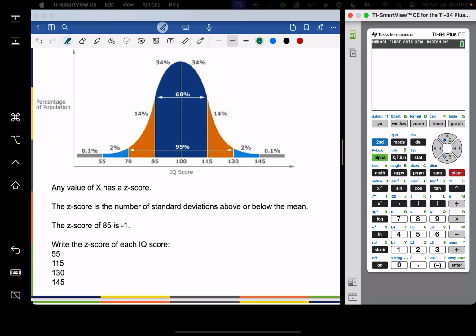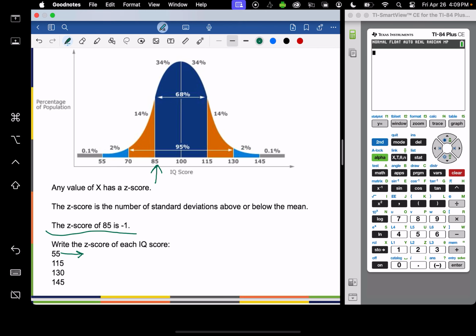We're going to talk about z-scores a little bit here. The z-score is the number of standard deviations above or below the mean. So the z-score of 85 is -1. That just indicates that this particular IQ score is 1 standard deviation below the mean. Write the z-score of each IQ score.